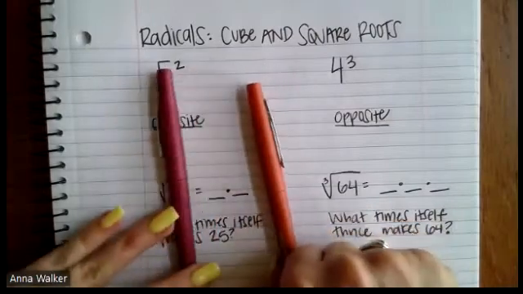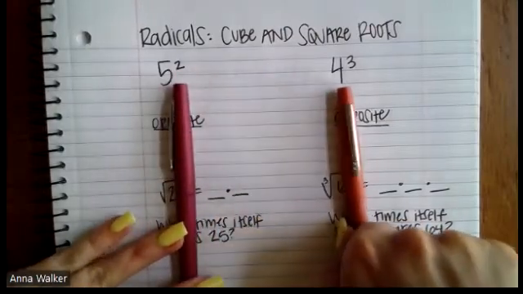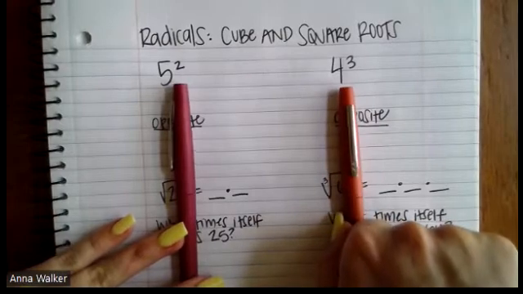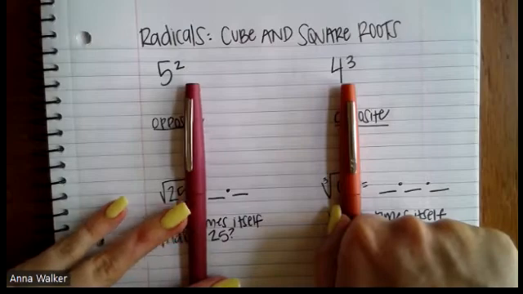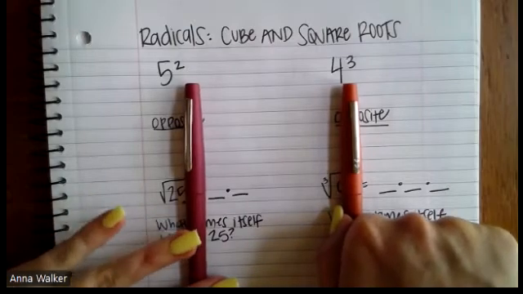So I'm going to use maroon to represent anything to the power of 2 and burnt orange to represent anything to the power of 3. If you like color coding, you might want to use two different colors as well. If that's not something that you care about, then you can continue writing in the same color.